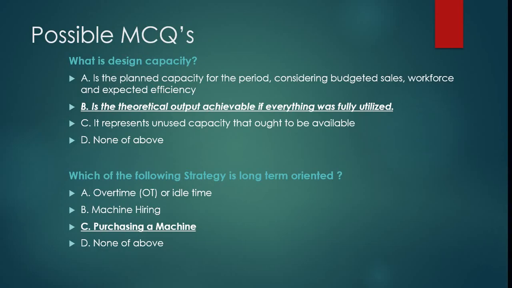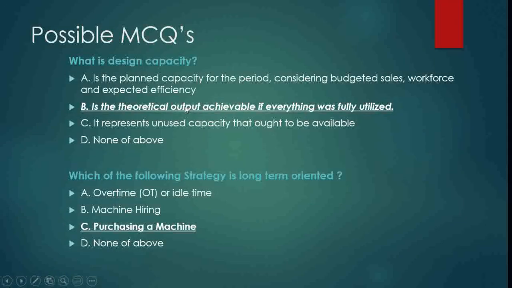So here are the possible MCQs I have given. What is the design capacity? I already explained this one. Design capacity is theoretically the maximum output level that we can achieve. So here we are assuming we are utilizing our capacity fully. There won't be any labor shortages, there won't be any machine breakdowns. If we utilize our resources fully, what is the theoretical maximum output level? So that is answer B. You can have a go through this answer. So here you can clearly identify that it should be answer B, right?